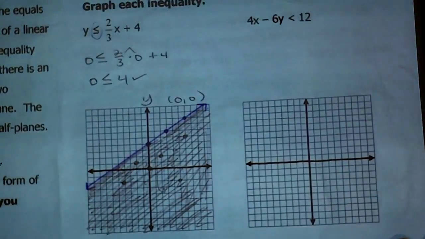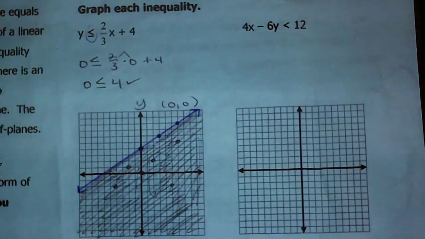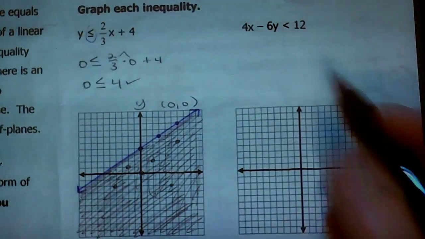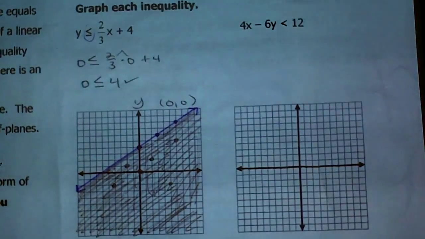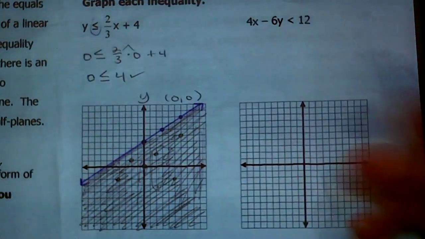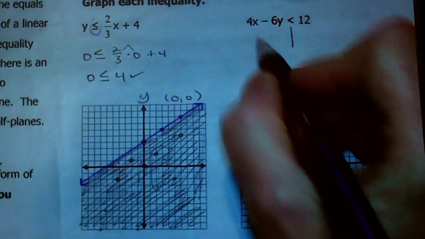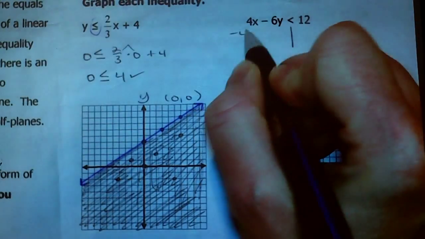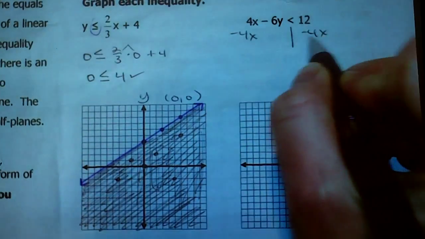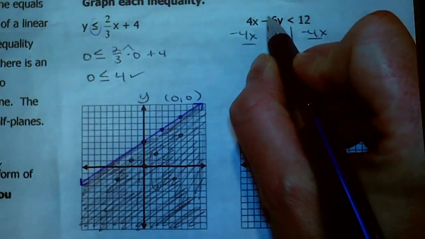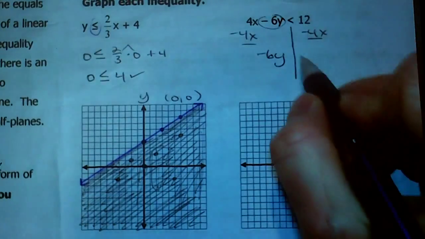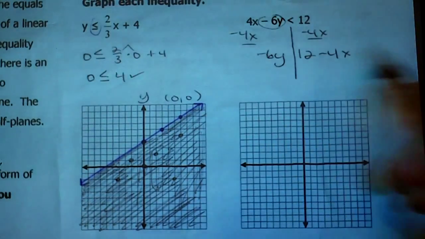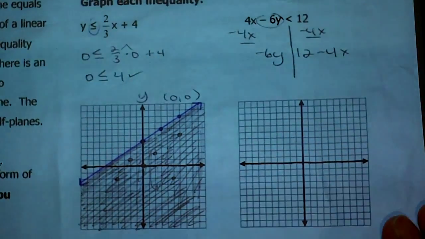I have 4x minus 6y equals 12. Okay, we're going to solve this one. We need to solve it for y because it's in standard form right now, and I want it solved for y so I can draw my line. I need this x to move, so I'm going to subtract 4x or add negative 4x. I'm left with negative 6y and 12 minus 4x. Those aren't like terms. I can't combine them.